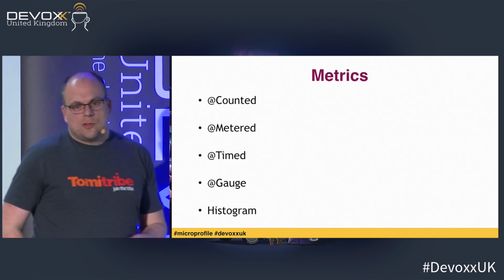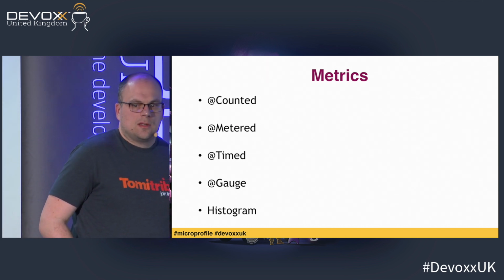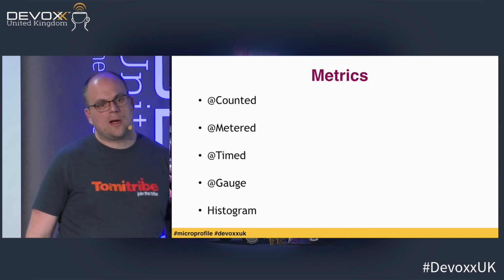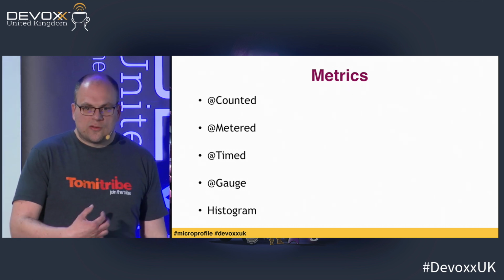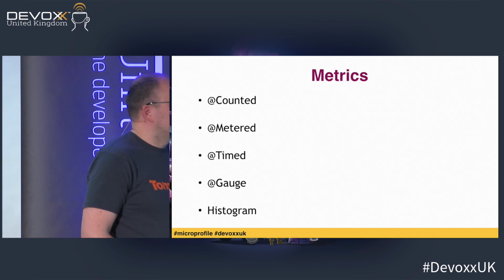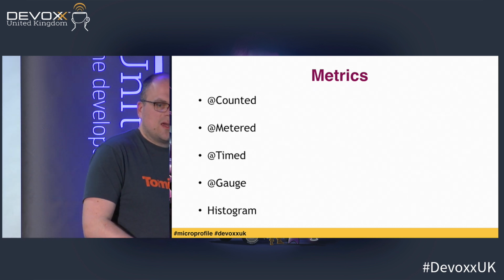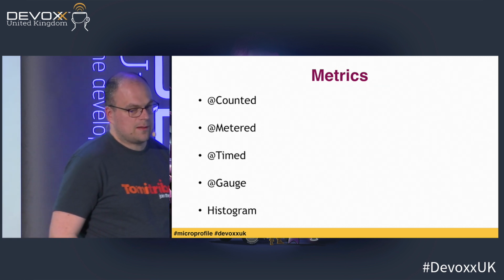Gauge provides you with a way where you can just provide information. So if there's a particular value that you want to provide, for example, if your application processes things from a queue and you're interested in knowing what the length of the queue is, you can create a method and return the length of the queue and annotate that with @gauge to get a value back for that you can then monitor.